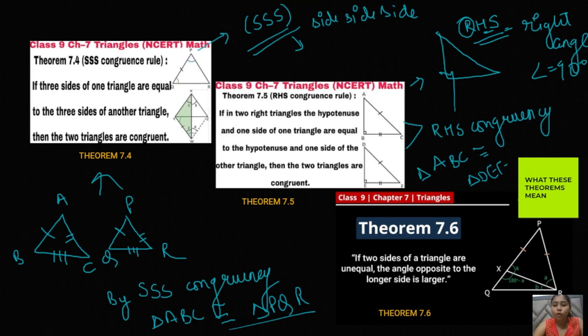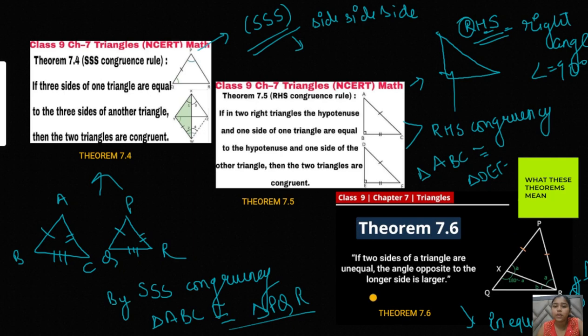Let's move forward towards another theorem, that is theorem number 7.6, right? The 7.6 theorem belongs to the inequality of triangles. In this particular theorem, what do we mean by inequality? Inequality basically means that one side is larger or one angle is larger, or another side is shorter. This is what we call an inequality, right?